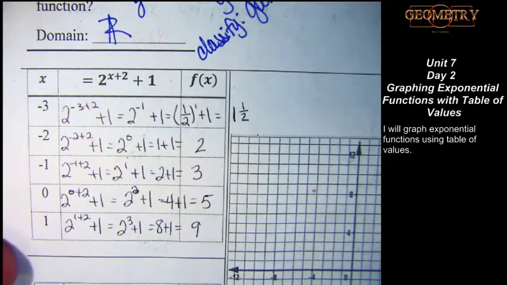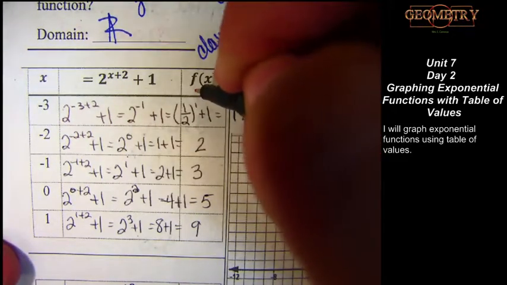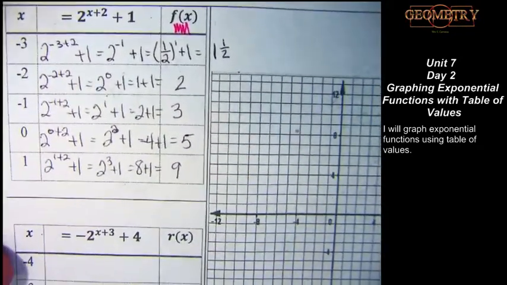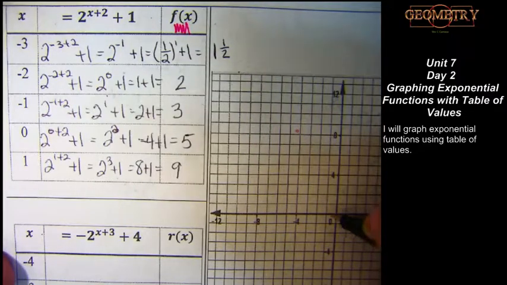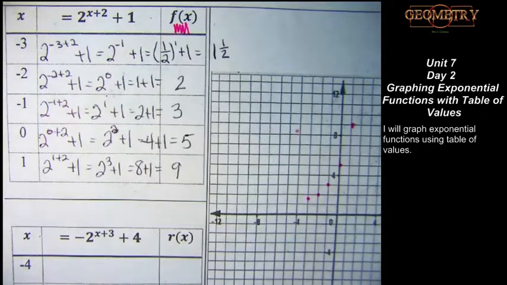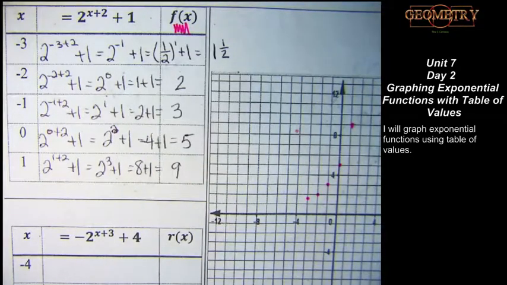All right, I'm going to go ahead and graph this. Change of pace. I'm going to do this one in pink because why not? All right, going to graph this one. -3, 1.5. -2, 2. -1, 3, 0, 5, 1, 9. All right, so there are my points. The issue is that I don't really know where the asymptote is. I don't see it.